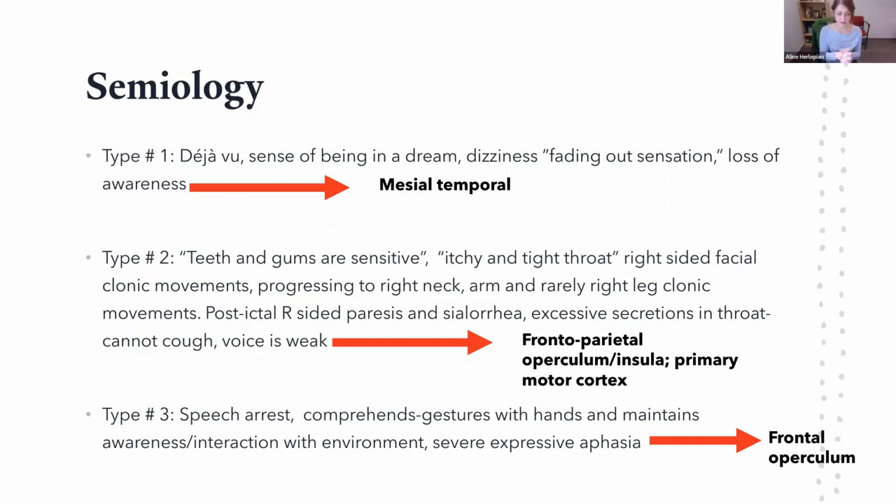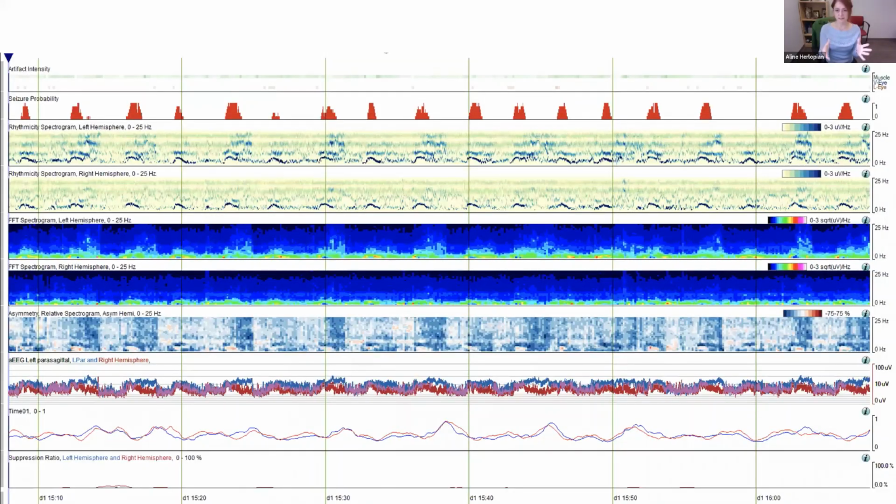The third seizure type is speech arrest. He comprehends, but he's unable to utter words. He has severe expressive aphasia, and post-ictally, he gradually starts to regain his language, and he has a marked naming deficit. This puts us into the frontal dominant operculum, because it's mainly the speech, and unlikely the comprehension center in the temporal lobe. So this is how his seizures look.